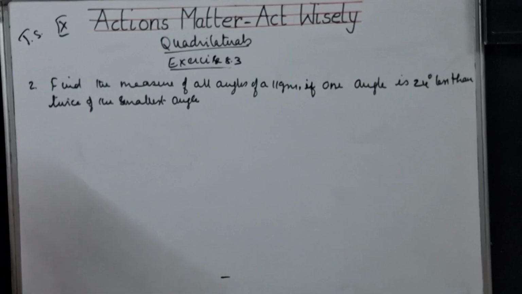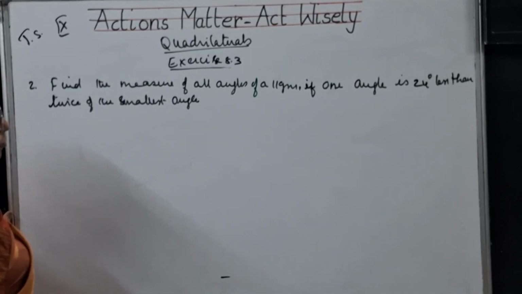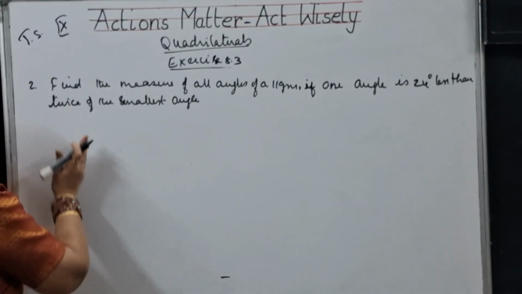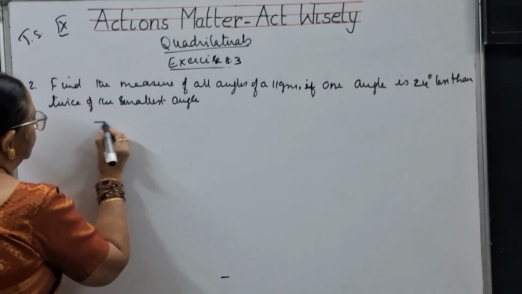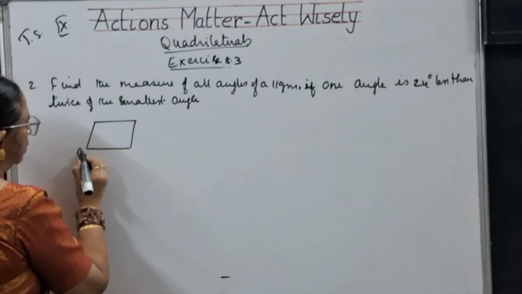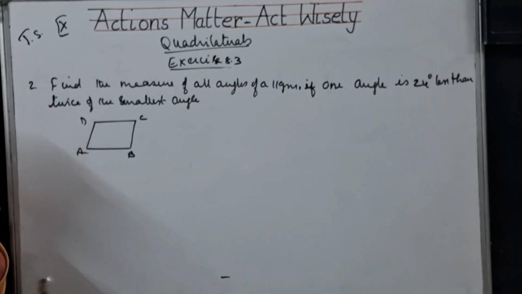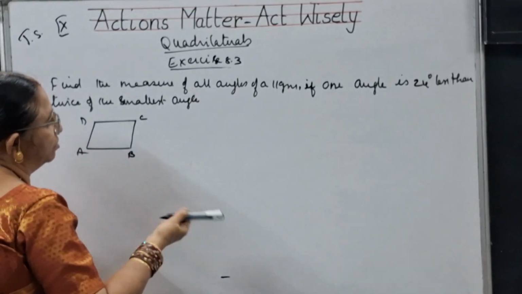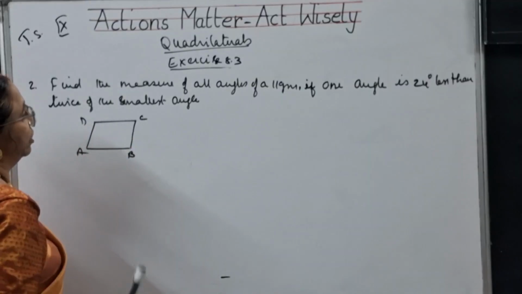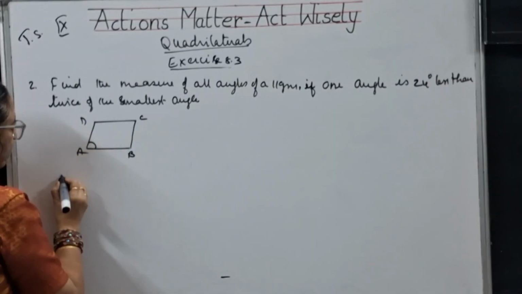Now the second problem, children. Find the measure of all angles of a parallelogram if one angle is 24 degrees less than twice the smallest angle. So let me take a parallelogram. A, B, C, D. What did they say? One angle is 24 degrees less than twice the smallest angle. So let me consider angle A is the smallest angle.